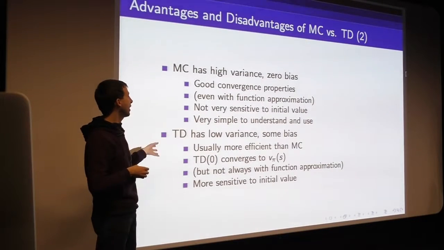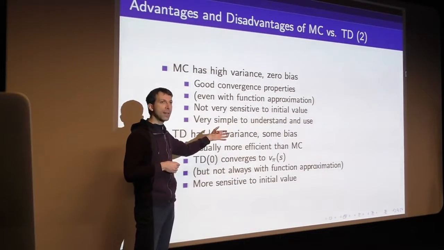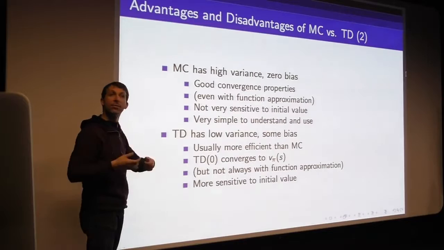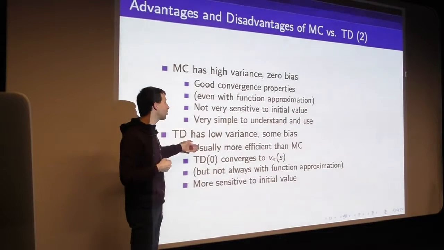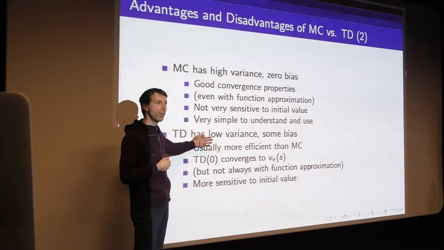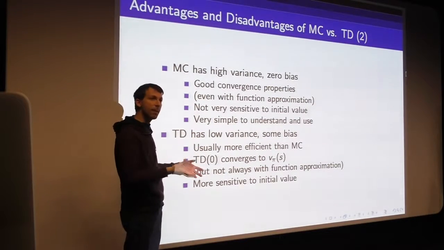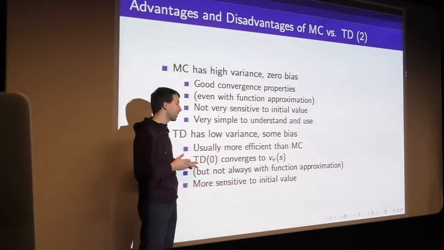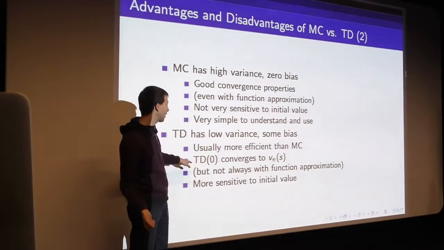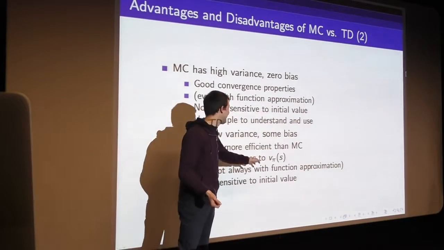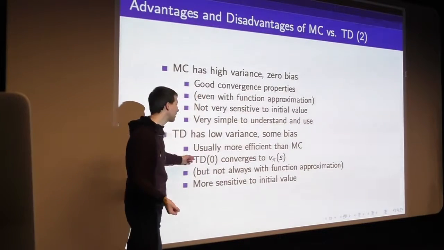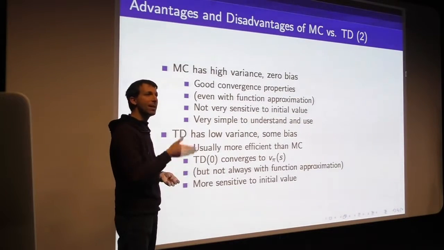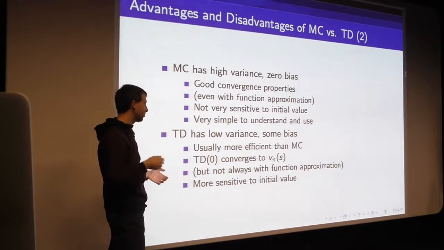So TD, on the other hand, is much lower variance, but it has some bias. And so you should be wondering, does the algorithm even work if it's biased? And the answer, luckily, is yes. It's usually much more efficient than Monte Carlo because it's so much lower variance. In most situations, and we'll see examples of this, TD is generally a much more efficient algorithm. And for the special case we're looking at, policy evaluation using table lookup, it converges to the true value function. I'm not going to prove it, but this was proved by Peter Dayan, one of the first people to prove this for the general case.